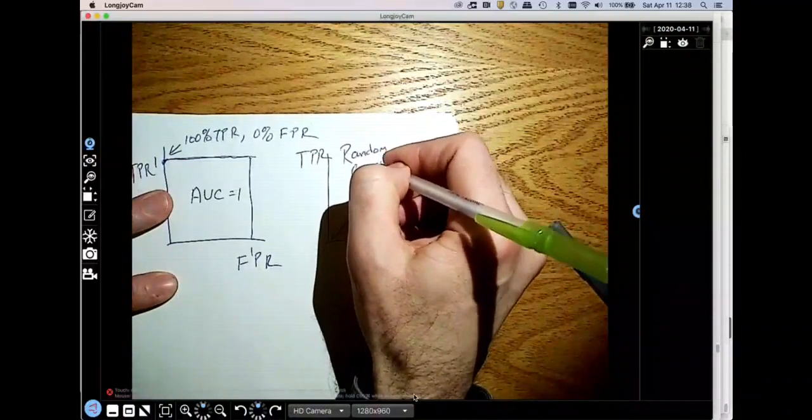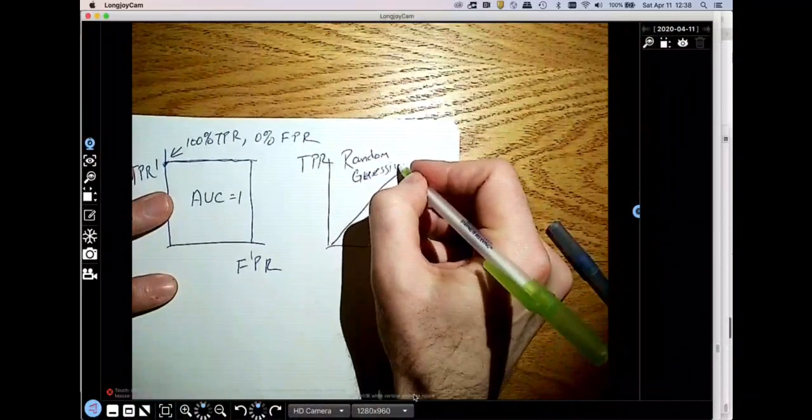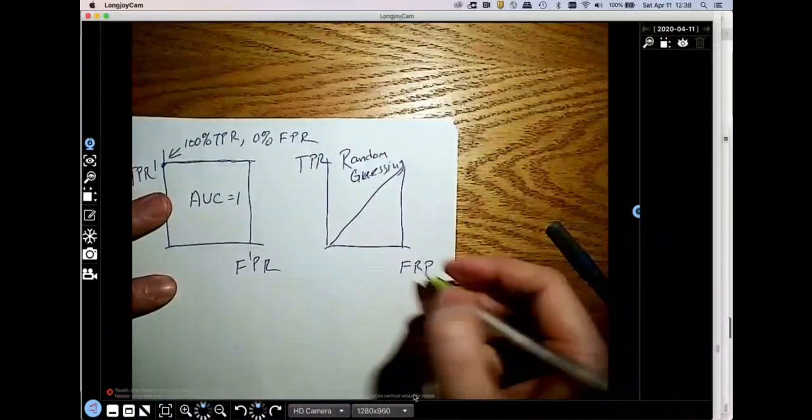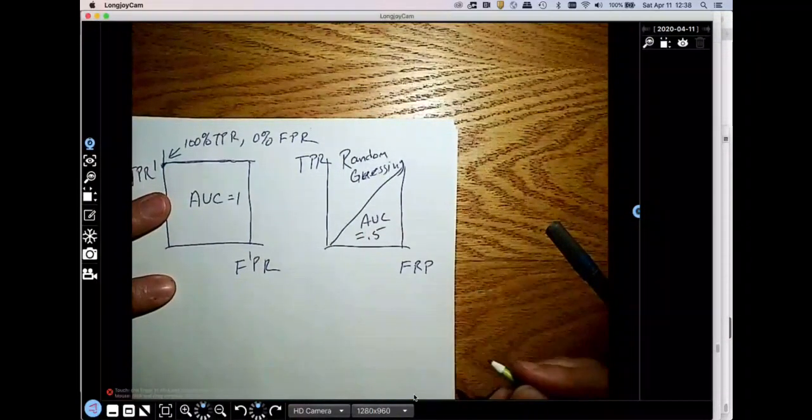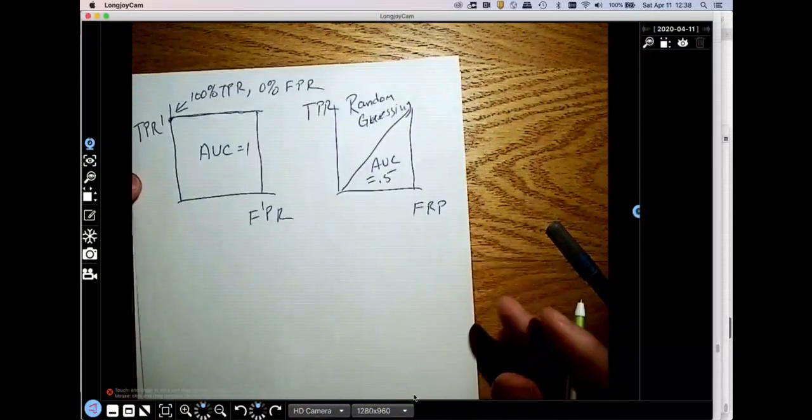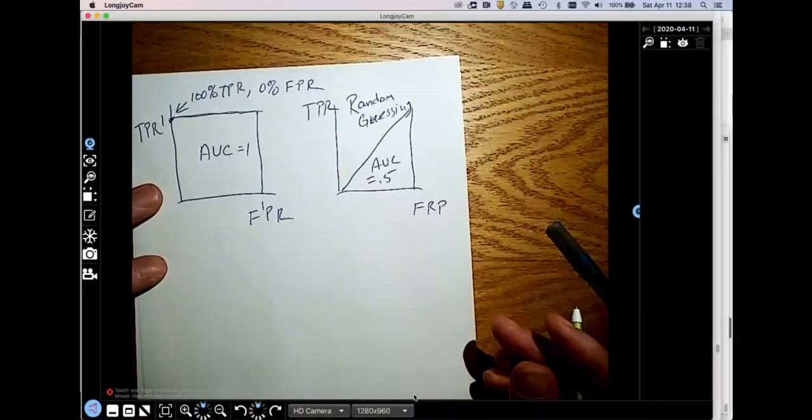Gotta spell it right. Guess. Guessing. Yes, I do know how to spell guessing. The area under the curve here would be 0.5, and that means your classifier isn't helping at all.